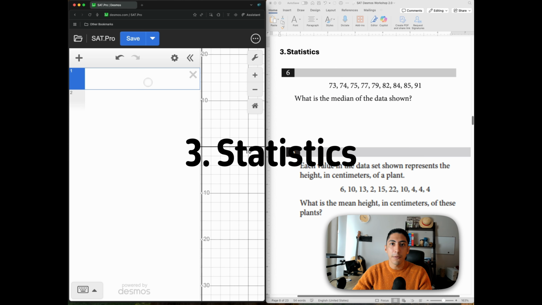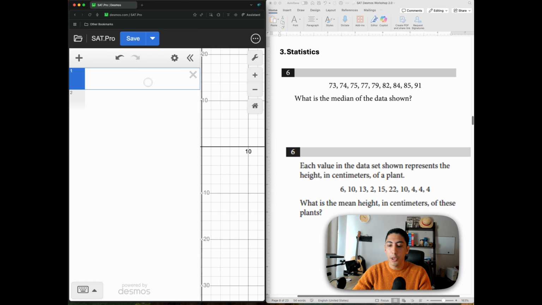You will get some pretty straightforward statistics questions where you'll need to just put in mean or median. In this case, I look at my first question, I see it's looking for the median. And then I will just need to type in that list of numbers and it'll just pop out the median for me. All right, awesome. I get 79 in this case.